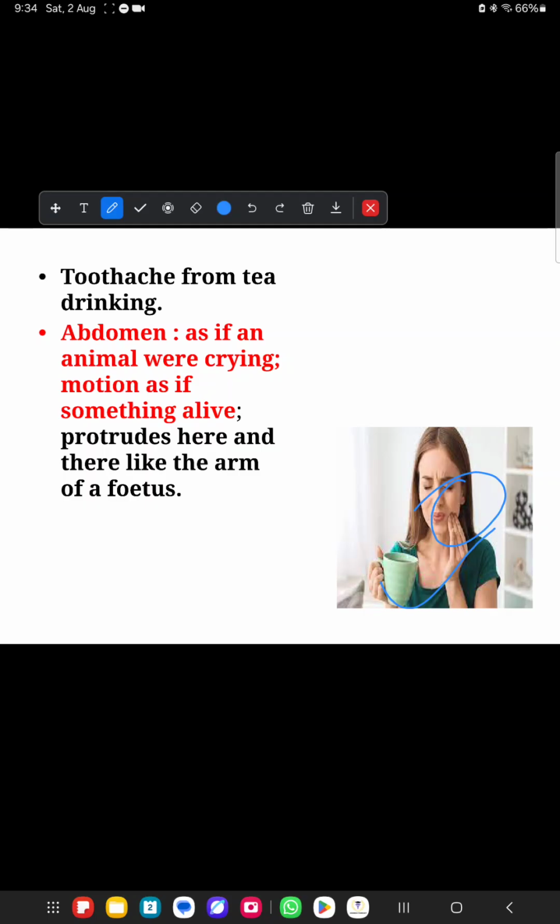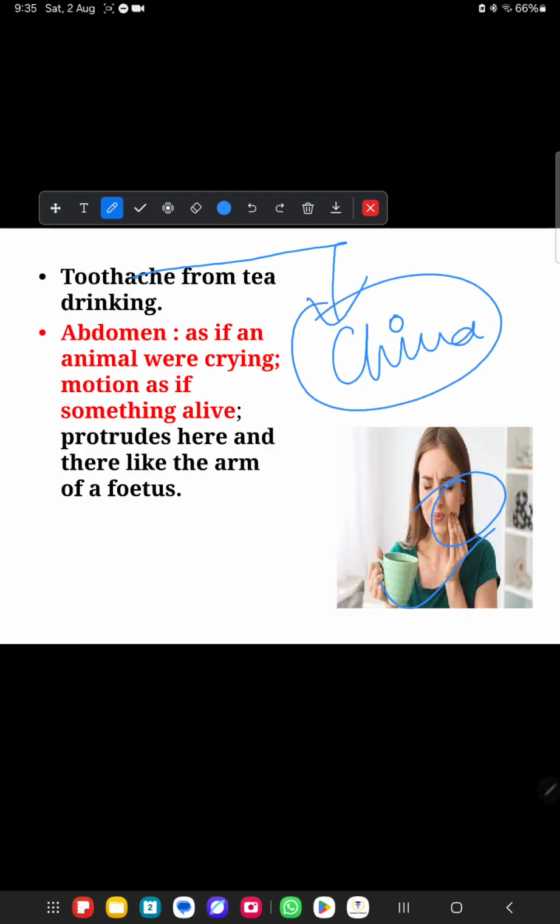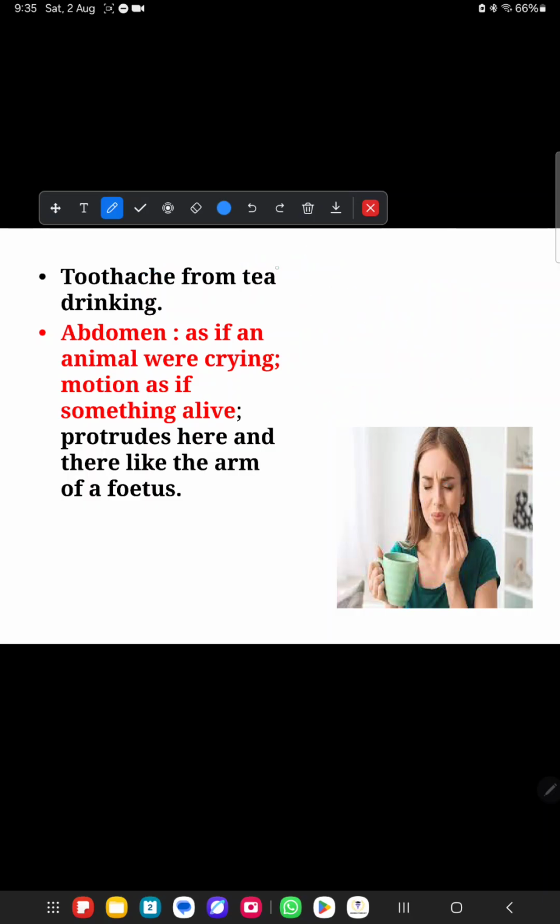Okay, but if there is a toothache while nursing the child, which medicine? Toothache while nursing the child, which medicine? China. Yes, very good, Ina. That is China, the medicine. Very good. But if there is dyspepsia from tea drinking, which medicine?